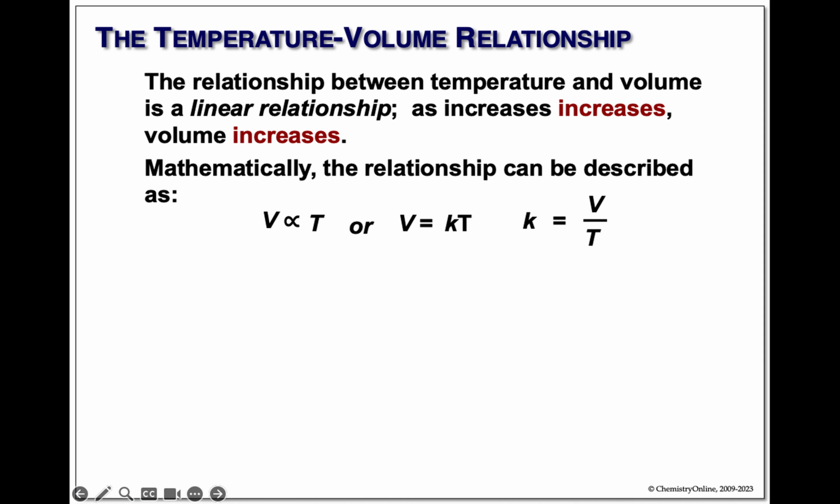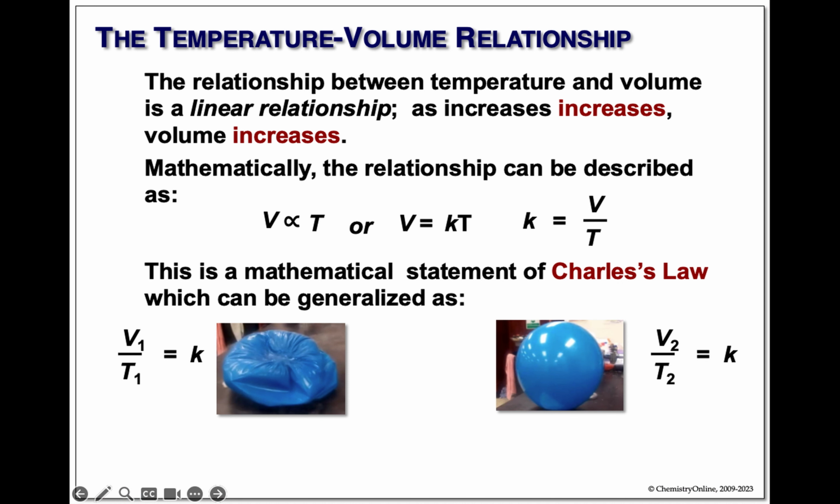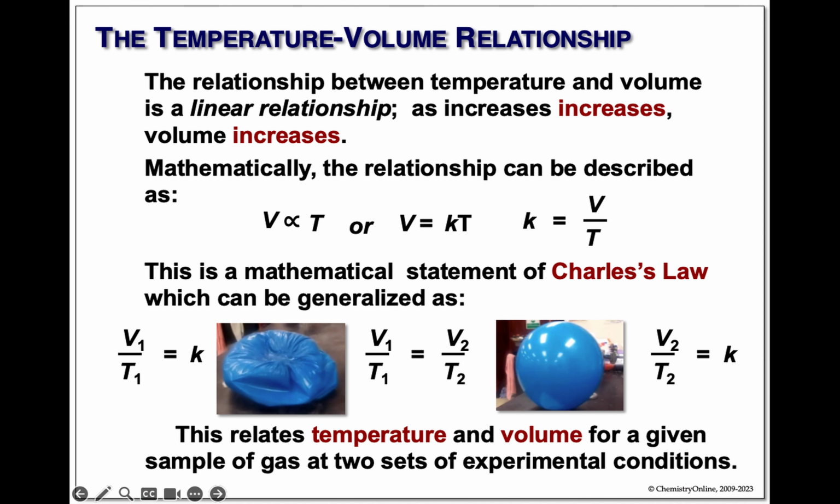Now, in our experiment with our balloon, we had two states. When it was very cold, the balloon had a small volume. We'll call that the initial state, and that's our constant. When we allowed it to warm back up, this is our final state, and this is the same constant. Therefore, V1 over T1 must equal V2 over T2. This is the expression for Charles's law.